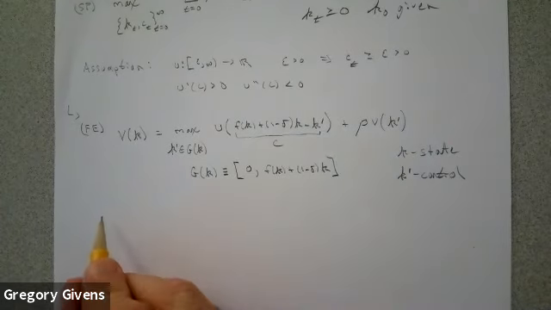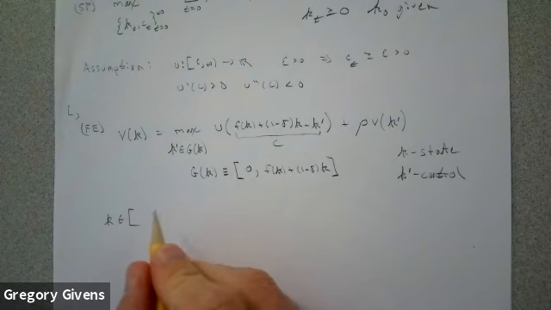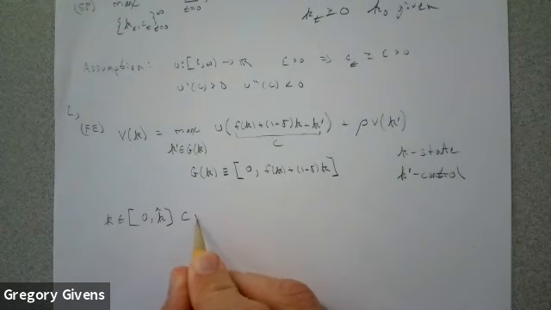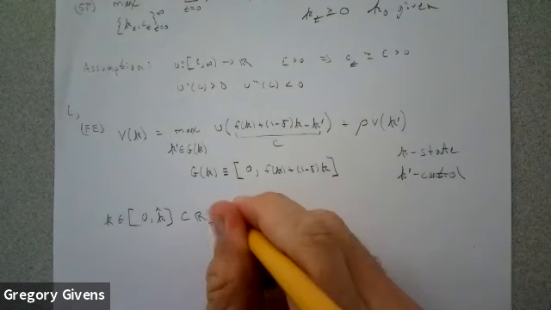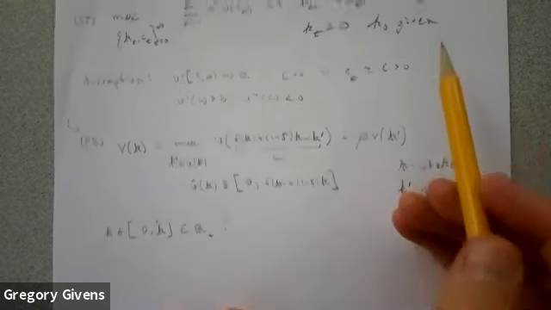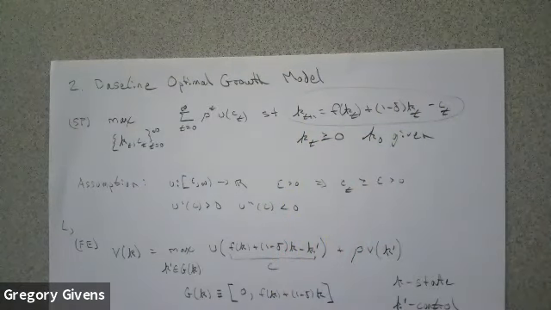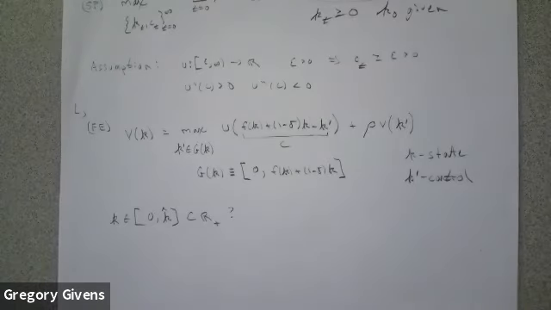How did we prove that K is going to be somewhere on some closed and bounded interval, let's call it 0 to K hat, which is a closed and bounded subset of the positive reals? How did we prove that? Well, we want to appeal to the aggregate resource constraint that constrains the choice of the planner. Okay, let's think about this.